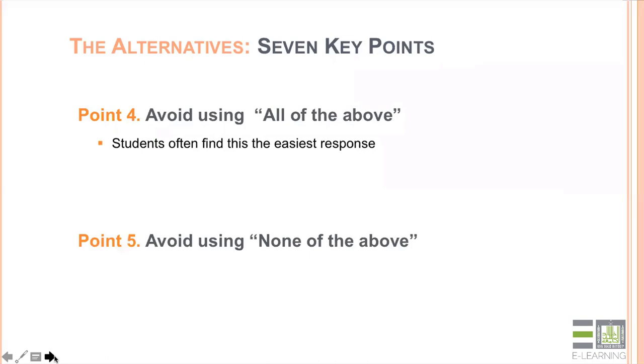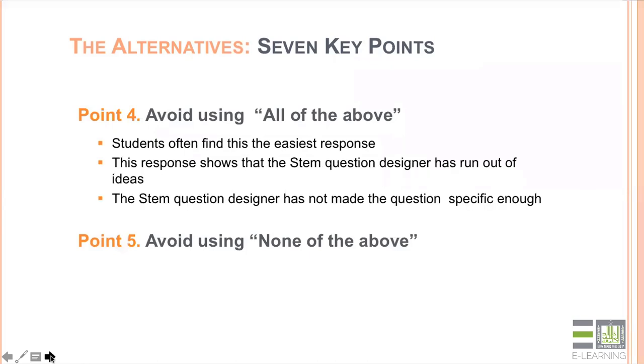I'll repeat that again. So if the students see all of the above, they either see or know that two of the options within the list of alternatives are correct, so that they know that most likely the answer is going to be all of the above. Or if they know that one of the alternatives is incorrect, then they know that the answer cannot be all of the above. So it's very important for us to avoid using all of the above within our list of alternatives. If we do, we're encouraging students to guess the question. It also suggests that the question that we have designed isn't specific enough. And it's easy for us to give the answer away if we include all of the above.